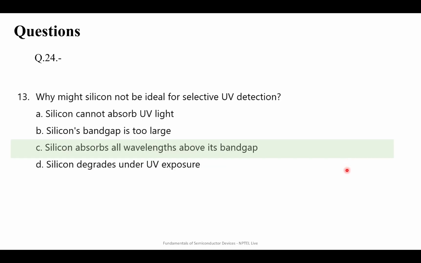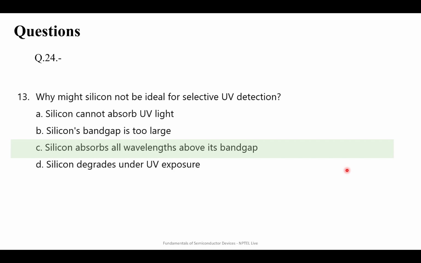Sir, can you explain one more time, sir? Yes, so let's say I want a detector for 350 nanometer UV radiation, right? So if I shine a 400 nanometer light, it should not absorb. If I'm shining 350 nanometer light, it absorbs, it gives me a signal. But if I'm shining a 400 nanometer light, it should not give me a signal. That won't be possible with silicon, because silicon will absorb both 350 and 400 nanometer light.